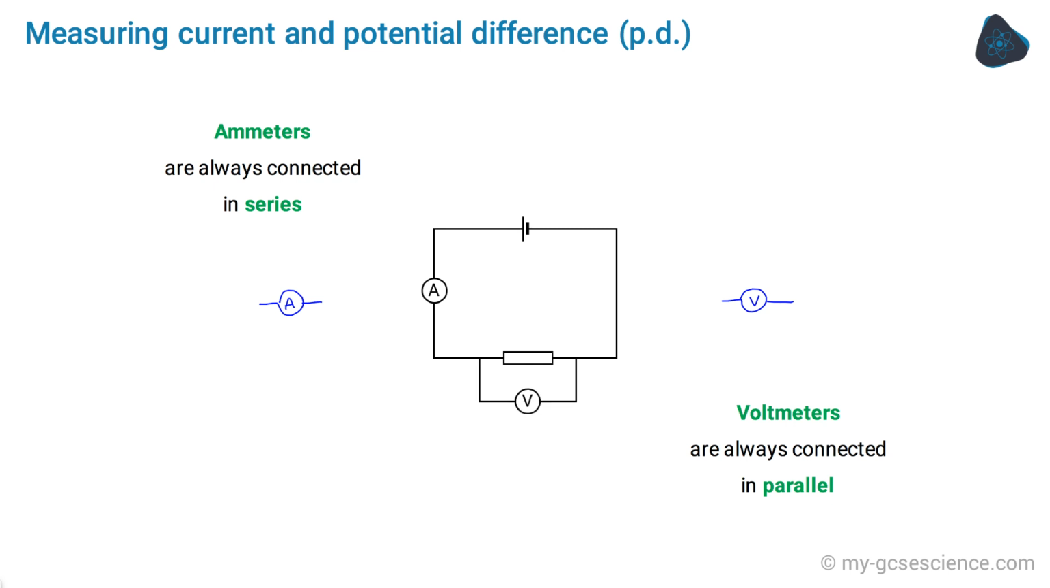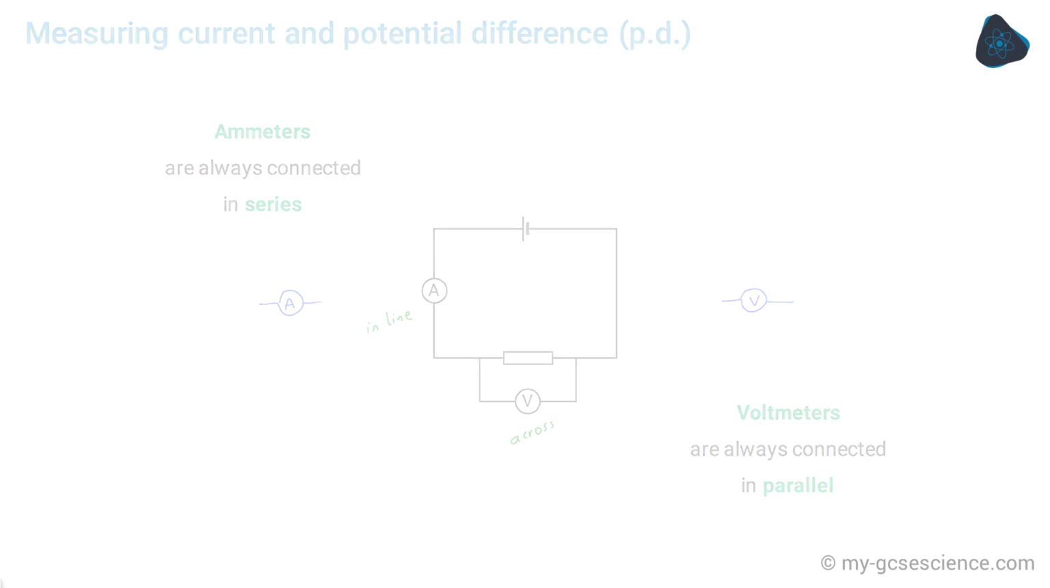Now, those words can be a little bit awkward, so when we say that the ammeter has been connected in series, another way of thinking about that is of the ammeter as being connected in line with the component, which is our resistor here. When we say that the voltmeter has been connected in parallel, another way to think of that is to think of the voltmeter as being connected across the component.